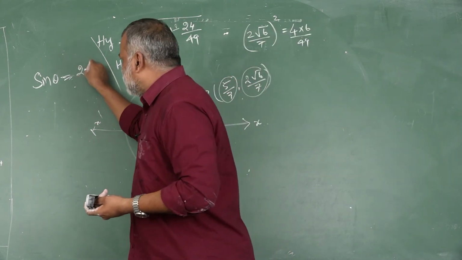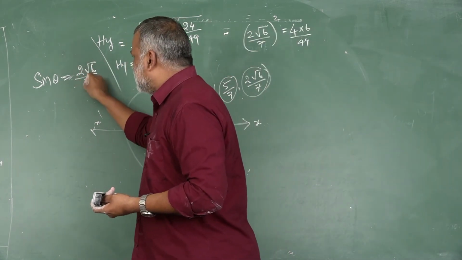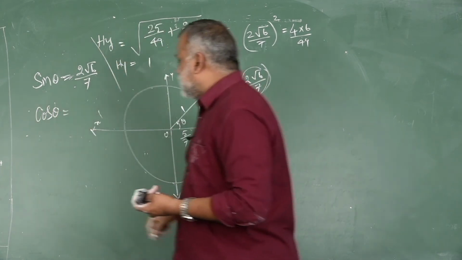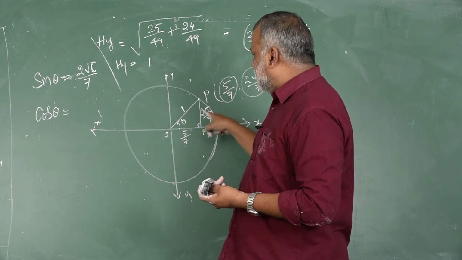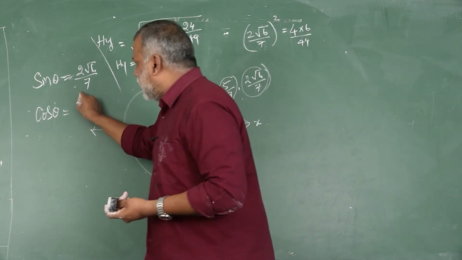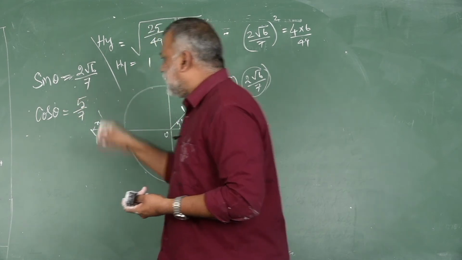We can get 2 root 6 divided by 7. From this we are able to work out cos theta. Cos theta is equal to adjacent divided by hypotenuse. Here adjacent is 5 by 7, and the hypotenuse is 1, so just leave that.